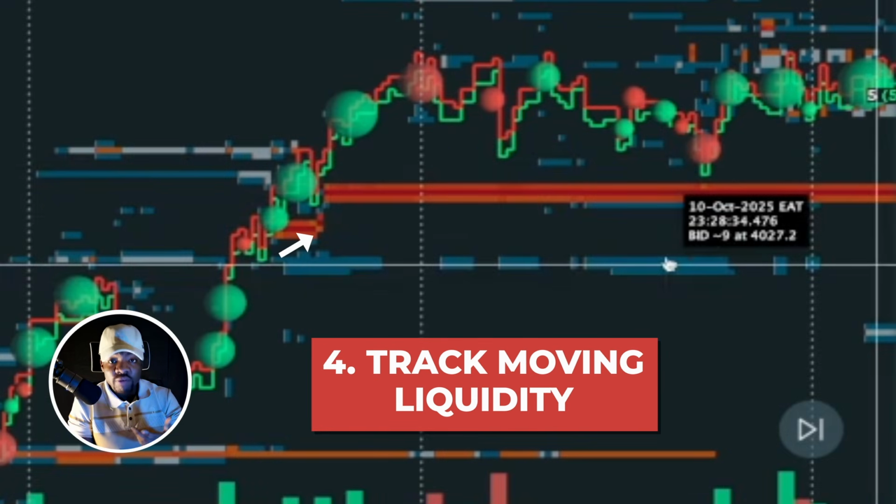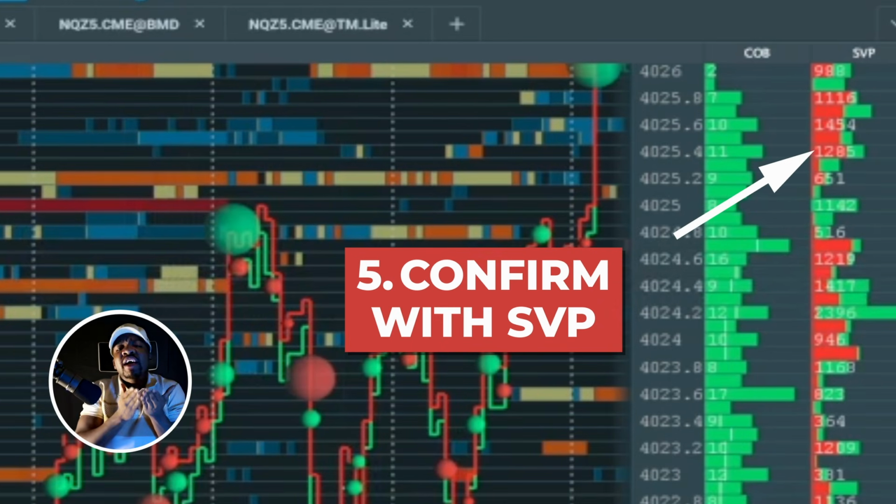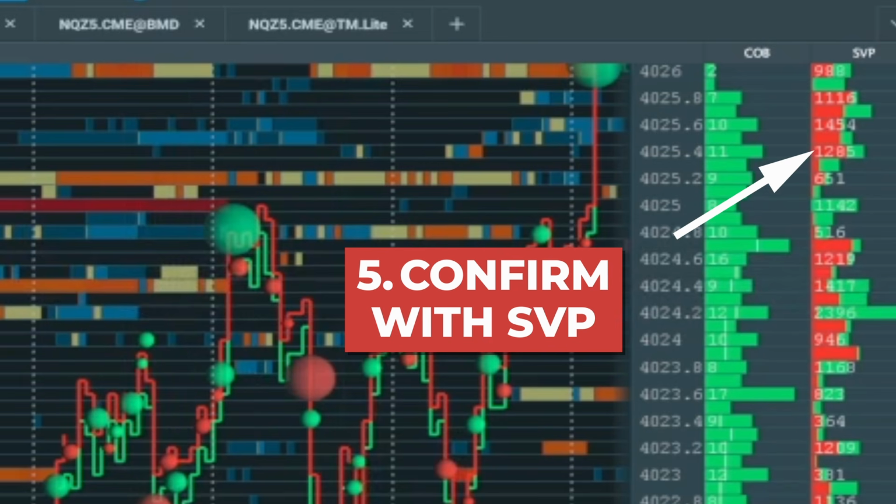So we track the moving liquidity. Sometimes you will see walls following price. That's just smart money adjusting their orders. So we watch where they're actually leading it. We can also confirm with the SVP, or the session volume profile. If the SVP shows heavy volume at the same level where liquidity is, now that's your confirmation, your 99.9% confirmation that that level is institutional territory, either for sales or for buys.